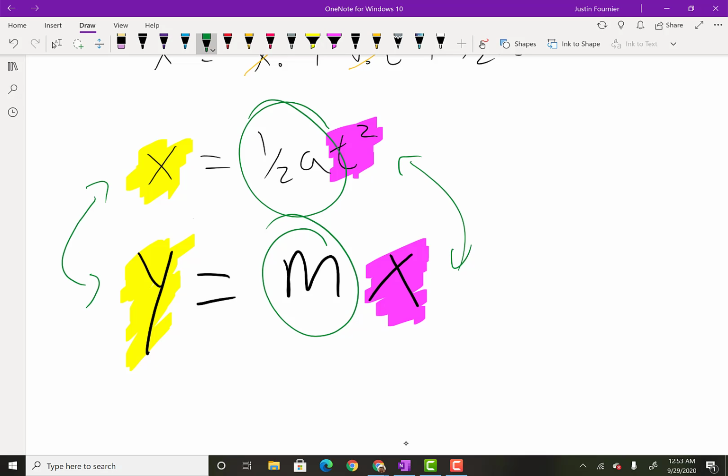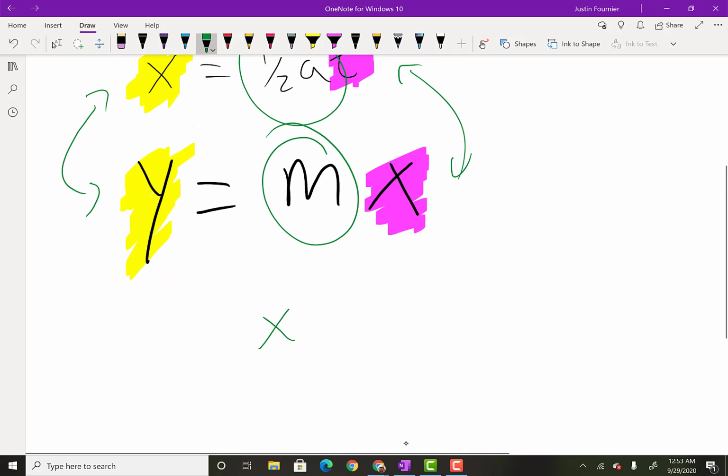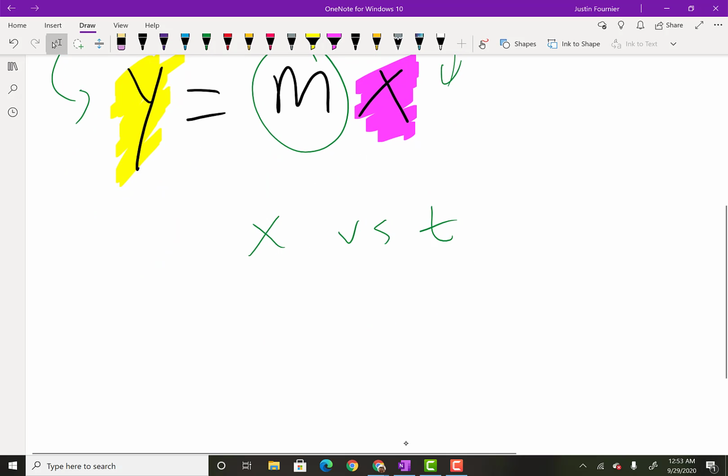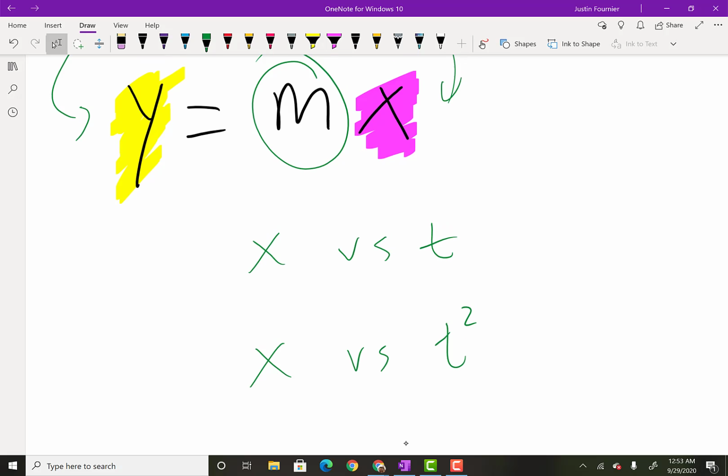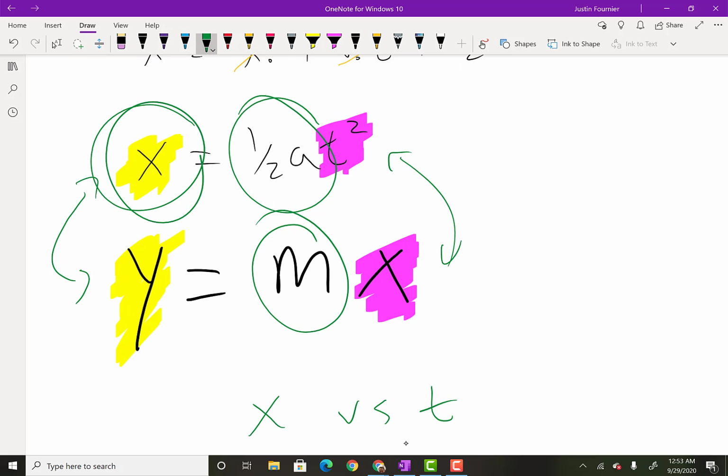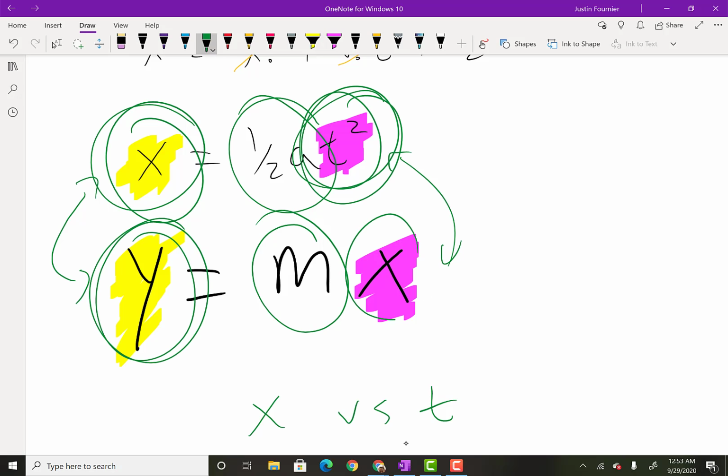So in other words, what I'm going to try to do is graph, instead of x versus t, instead of the position versus time, I'm going to graph x versus t squared, with the idea that if I graph x, which is this, versus t squared, which is this, I'm going to get a linear graph. And if I get a linear graph, I can be more convinced that this function is modeling this relationship. All right, let's see if I can do that.